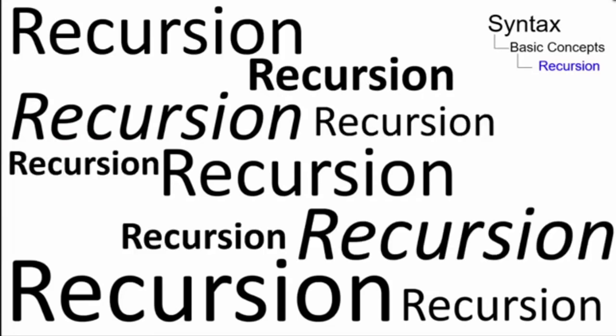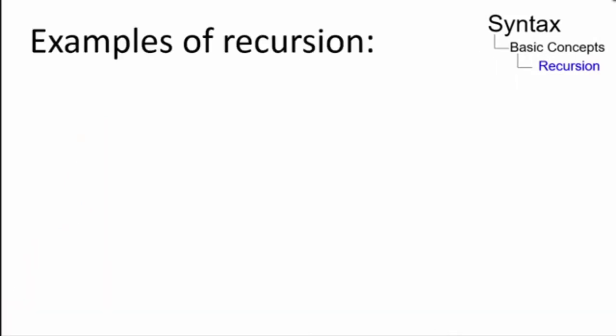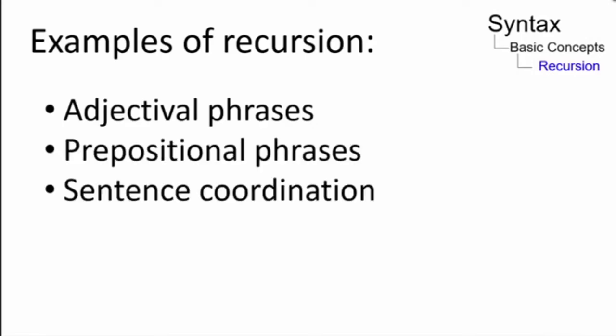Recursion describes the repetition of a linguistic element or grammatical structure in sequence. The recursive property of language enables its grammar to produce an infinite number of sentences. In other words, there is no upper limit to the possible sentences that a speaker of a language can create. Recursion can occur in adjectival phrases, prepositional phrases, or sentence coordination.